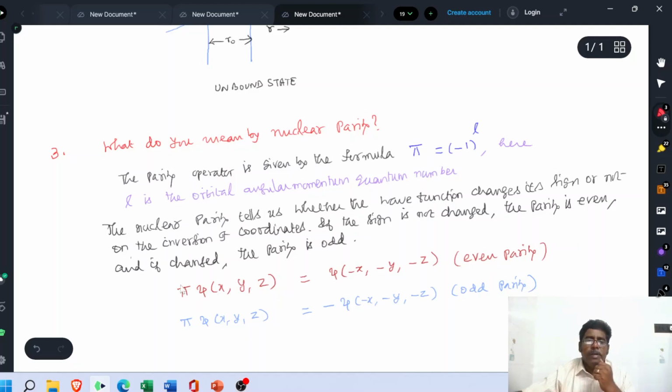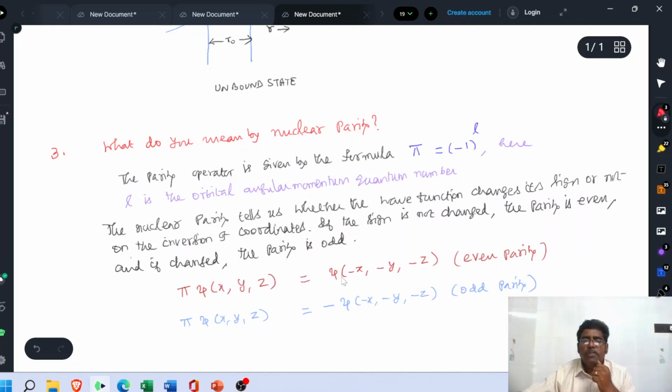Here this is an operator, the parity operator. When it is allowed to operate on the wave function, the coordinates x, y, z are changed to minus x, minus y, minus z. This is called inversion of coordinates. Even though the coordinates are changed, there is no change in the sign of the wave function, then the parity is even. See the second equation, pi into psi of x, y, z is equal to minus psi of minus x, minus y, minus z. On inversion of coordinates, the sign of the wave function is also changed in this case. Now the parity is odd.